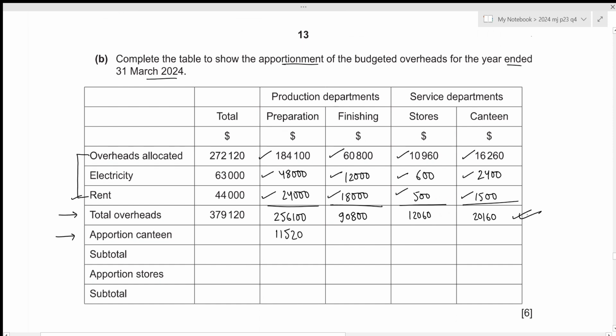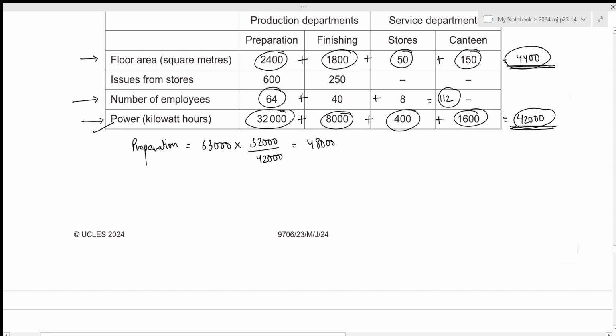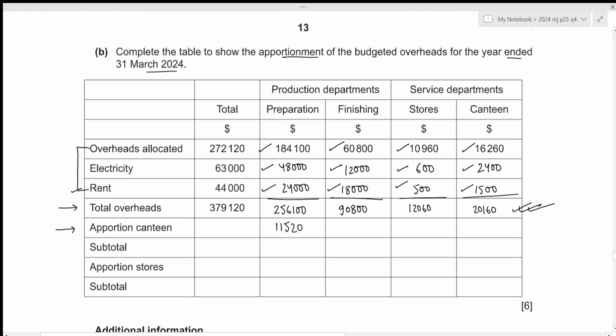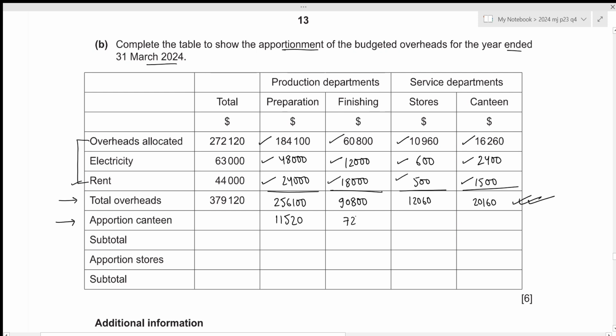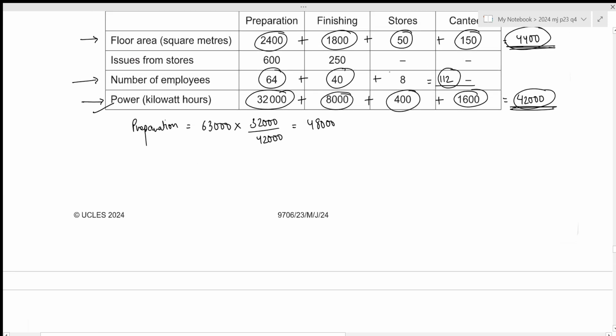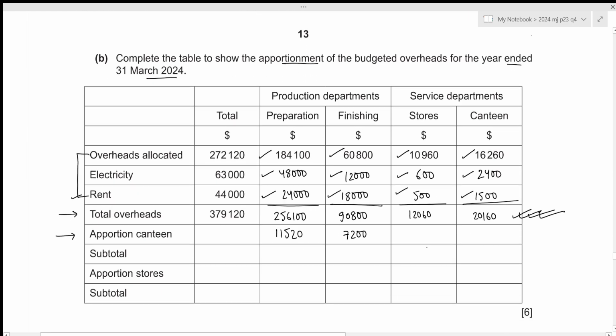Now for finishing department, that will be 20,160 times 40 divided by 112, which results in the value of 7,200. For stores, that will be 20,160 multiplied by 8 divided by 112, which results in the value of 1,440. Since we have now apportioned this amount into the remaining departments, we can subtract it from canteen. Okay, now we need to calculate subtotal.